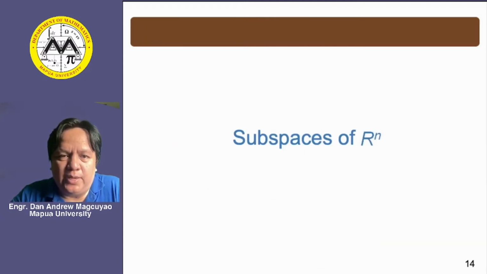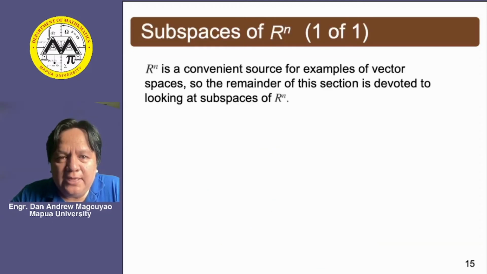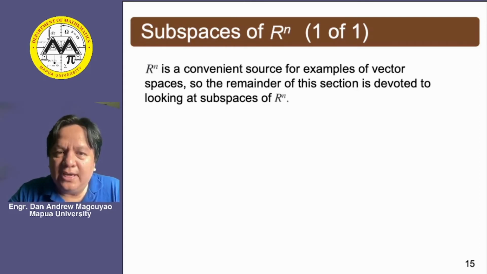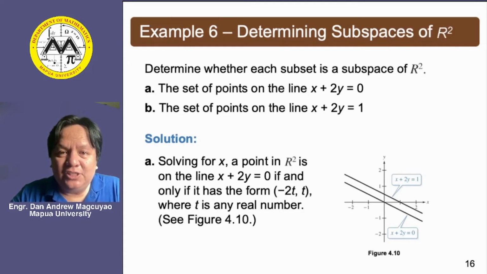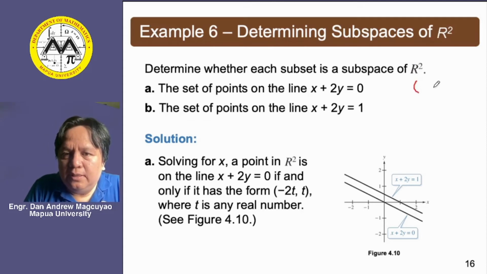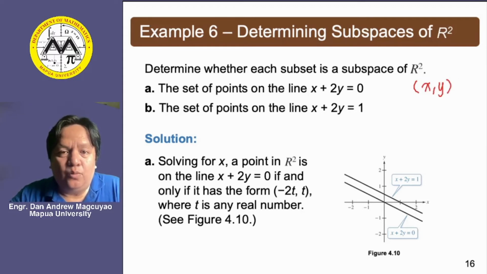Subspaces of R raised to N. R raised to N is a convenient source for examples of vector spaces. So the remainder of this section is devoted to looking at subspaces of R raised to N. Determine whether each subset is a subspace of R squared. R squared is the set of vectors with coordinates x, y.